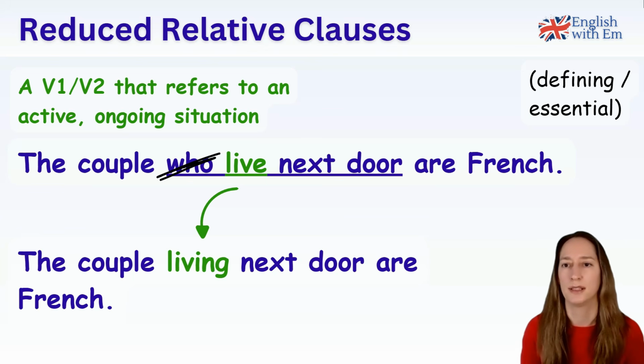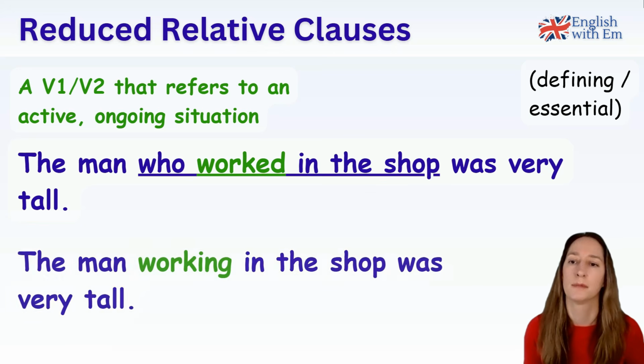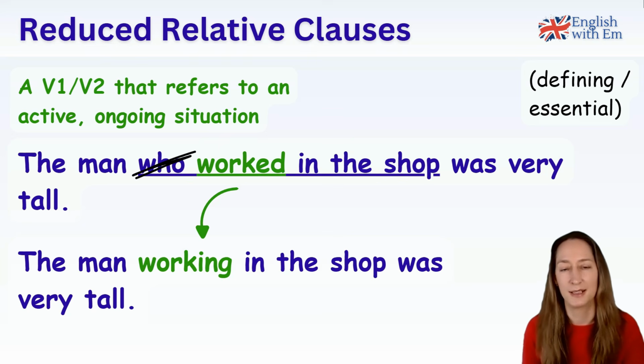Let's see another one. The man who worked in the shop was very tall. So here we've got a past simple verb, worked. The man working in the shop was very tall. We delete the pronoun and we change the verb to the present participle. So it's the present participle, even though we are talking about the past, it's clear because of the rest of the sentence, was very tall.